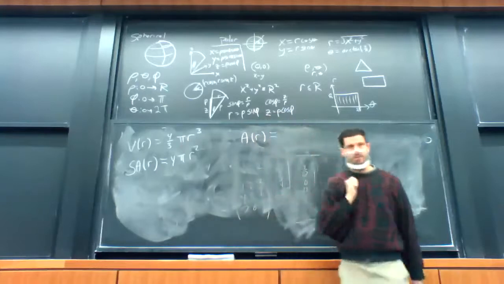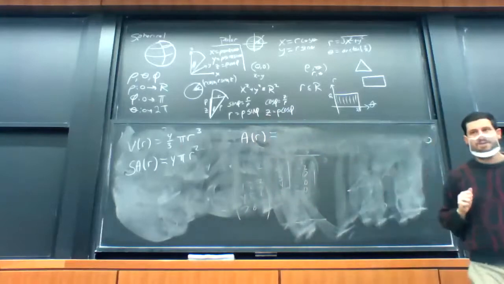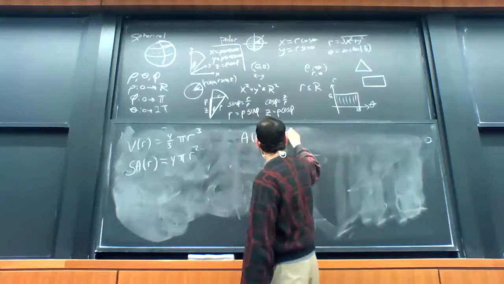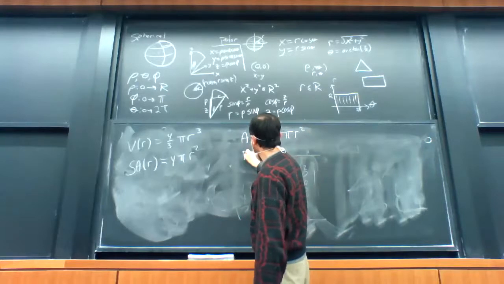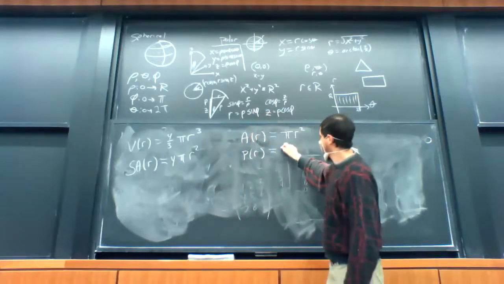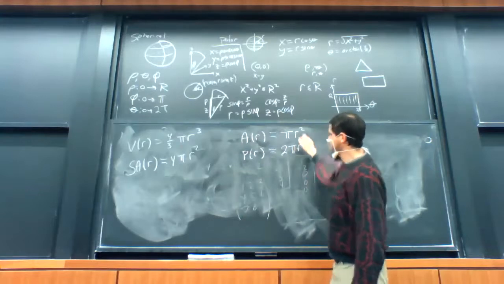What's the area of a circle? Pi r squared. And then what is the perimeter of a circle? Do you notice any connections between these formulas?